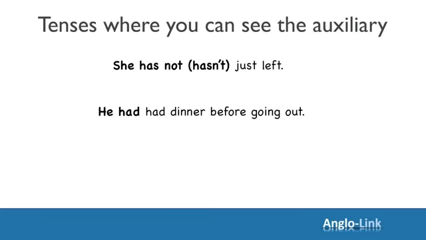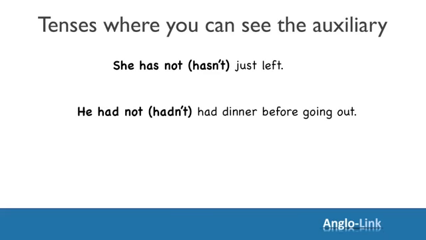In the past perfect. He had had dinner before going out. Just add not to the first had. He had not had dinner before going out. He hadn't had dinner before going out. And finally, the future tense with the auxiliary will. Prices will fall. Just add not to will. Prices will not fall. Prices won't fall.